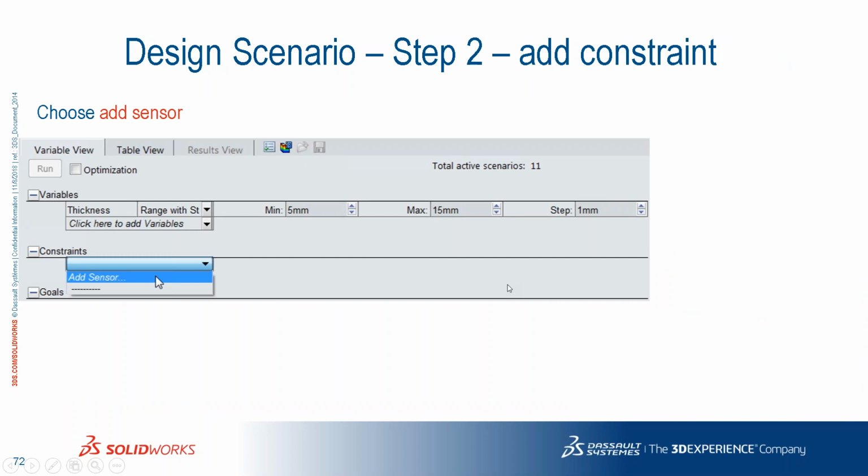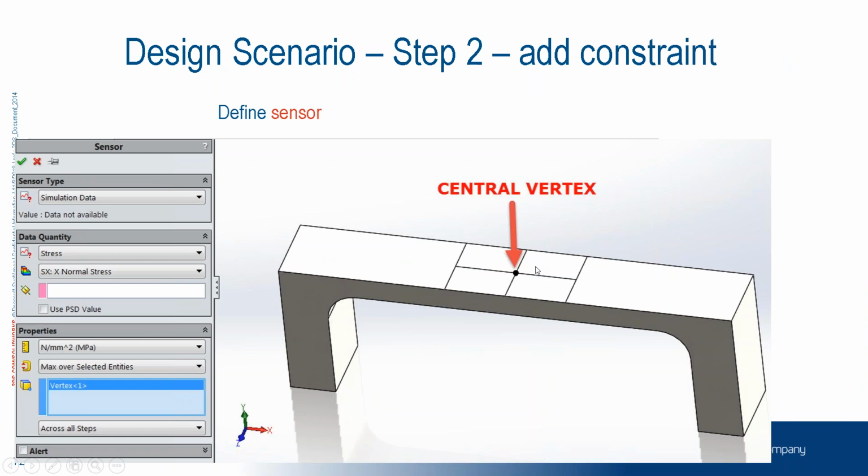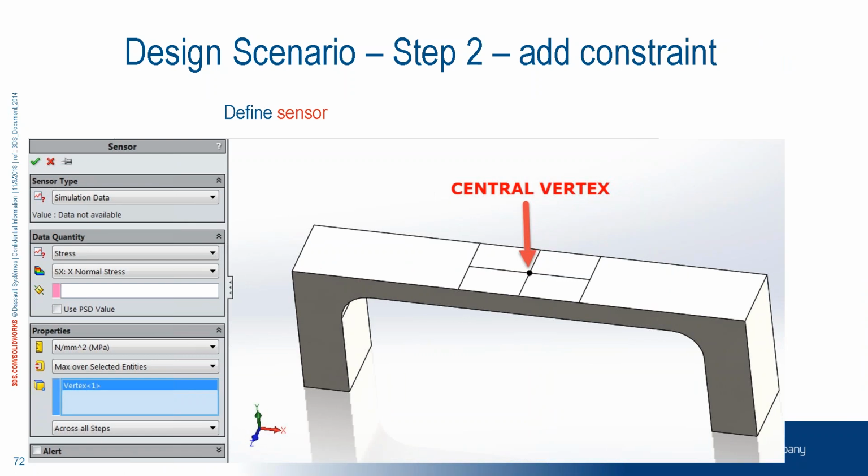Then you have to add the constraint. If you go on constraint, you will get add sensor. In this case, we don't want to monitor the max stress, but we want to monitor the stress in X direction on the central vertex you see in the picture. So we need to choose max over selected entities and click on the vertex.